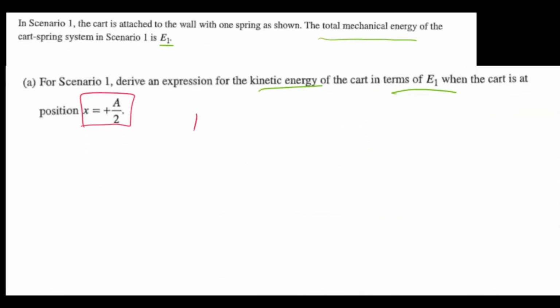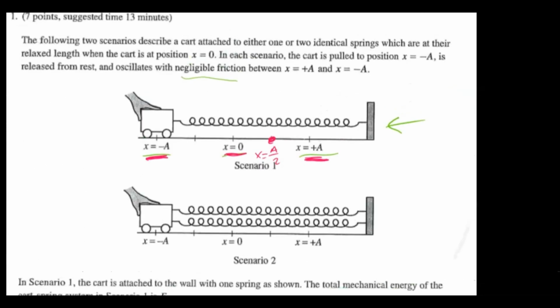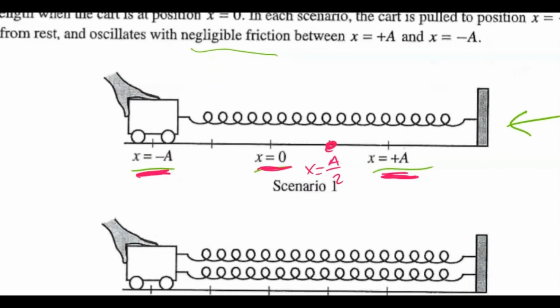The first thing I want to write down is the total mechanical energy. In our case, they already told us it's E1 for the cart-spring system in scenario 1. So that is going to be the total spring potential energy when it is at A. It doesn't matter if it's positive or negative, because here we can see that in this system it's at negative A, so it's the maximum distance away. So this cart could have been over here and would have had the same energy.